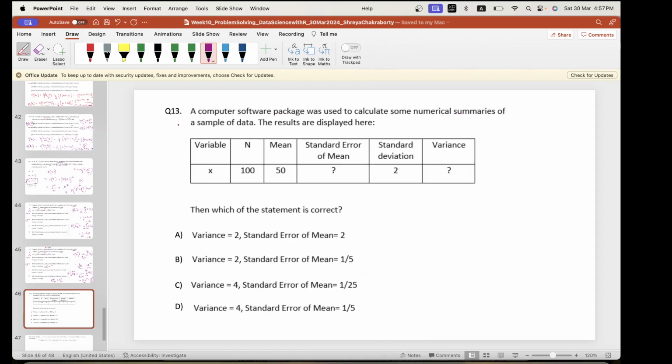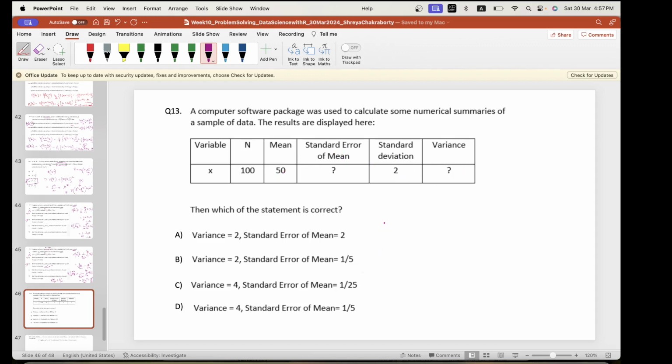Okay. So this says that a computer software package was used to calculate some numerical summaries of a sample of data. The results are displayed here. So x is the variable, n is 10, mean is 50, standard error of mean, standard deviation is this, and what will be the variance.